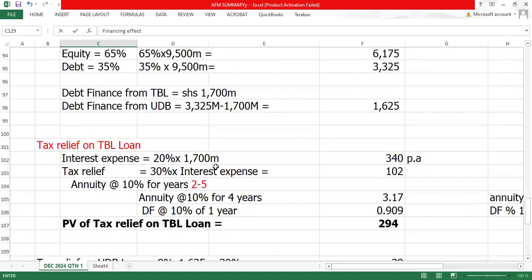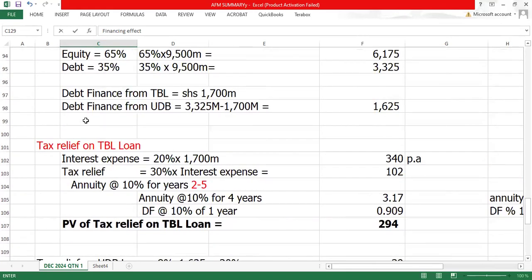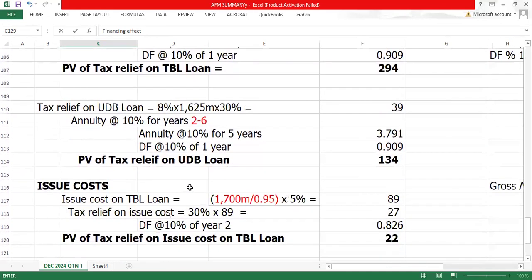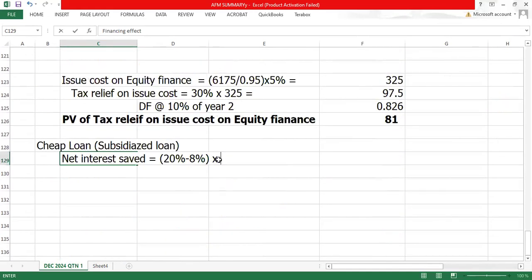So this is 12% times what? That is the key question you need to ask yourself. Times the debt finance. The debt finance was 1,625 million. But because I am looking at net, I want a figure without going back to tax relief. I simply need the net. So I multiply by 70%.